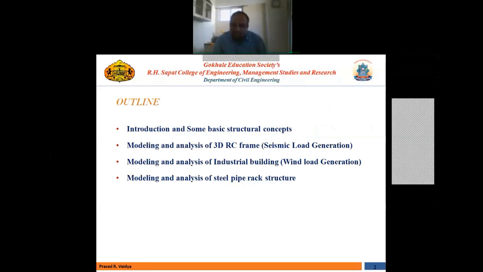We'll take some introductory part to understand the basics of structural engineering first, the structural engineering concepts which are required for software modeling and all. Of course, I am not going into the depth of your structural analysis or design subjects, but whatever is required for understanding the behavior of the structure once you model your structure into the software. To understand the behavior, whatever basic things are required, we will discuss first. That is the first part of the presentation.